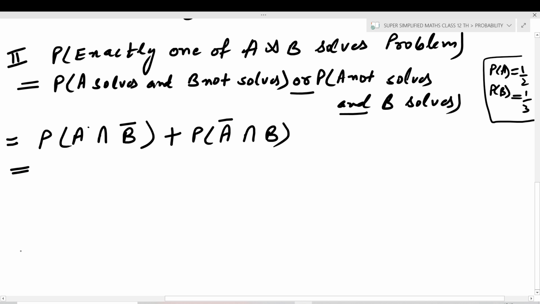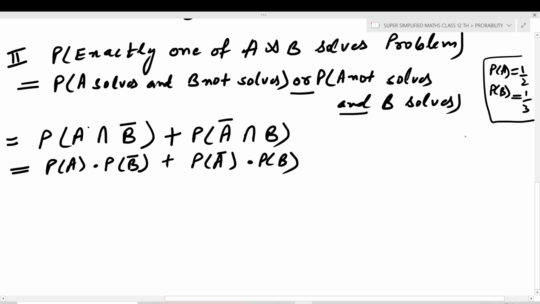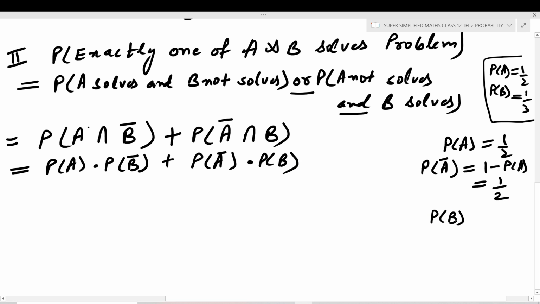Now since the two events A and B are independent, A and B bar will be independent, and A bar and B will also be independent. That will give you probability of A into probability of B bar, where B bar is same as B complement, and A bar is same as A complement. This is equal to probability of A complement into probability of B. Now students, look here. As we know, probability of A is 1 by 2. So probability of A bar, which is the same as probability of A complement, is equal to 1 minus probability of A, which is 1 minus 1 by 2, which is 1 by 2. Similarly, probability of B is 1 by 3. So probability of B bar, which is the same as probability of B complement, is 1 minus probability of B, that is 1 minus 1 by 3, that is 2 by 3.